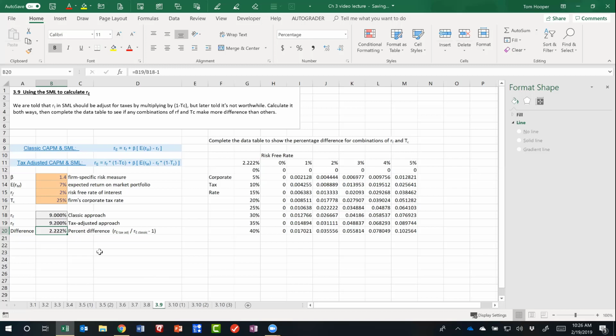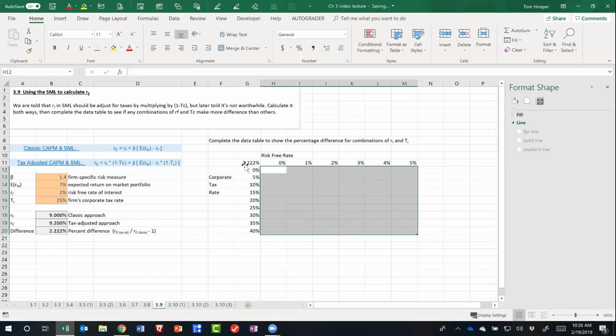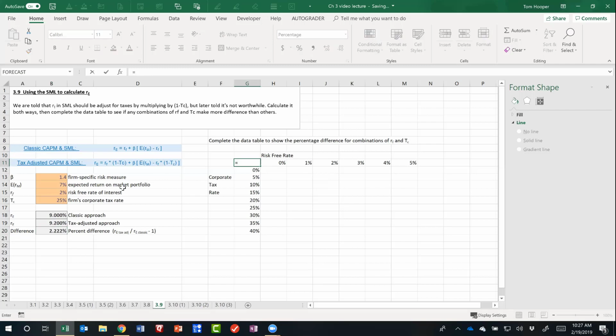As you can tell from the conversation, we just don't have that much faith in any of these models to be that precise. But let's see if maybe some of these inputs were different, if that difference gets bigger. And so I said, let's come over here and do a data table to show maybe at a higher risk-free rate or at a higher corporate tax rate, this difference gets bigger. So if I were going to complete this data table, first thing I need to do is come to this cell and tell it what the output is.